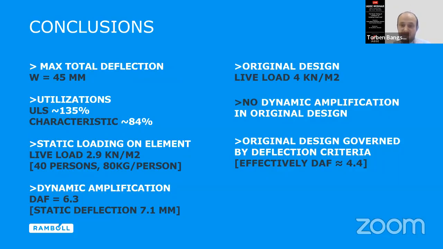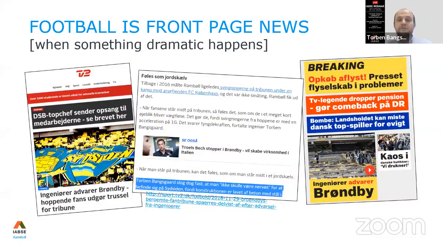If you did not have this deflection criteria, L over 400, well, it's difficult to say, but it's fair to think that the structure would not have been able to sustain the load. So the deflection criteria actually is effective for something other than just making things not look like they're hanging in the middle. Now, when we came out with this information, we had to inform the club that they had to do something about it, and that immediately hit the news. And when bad things happen in football, it comes on the front page.